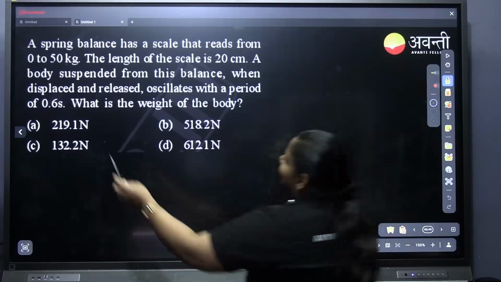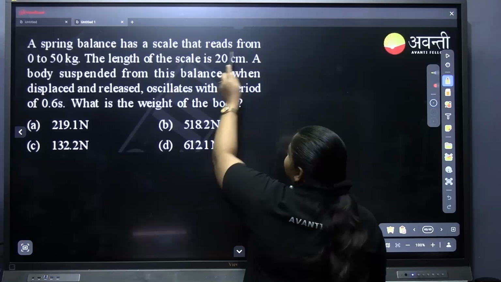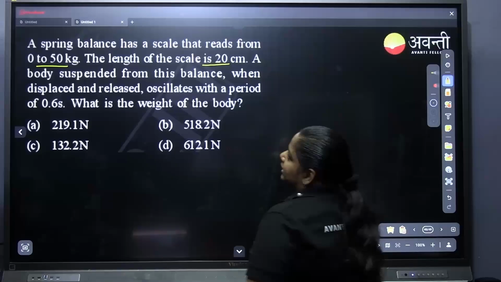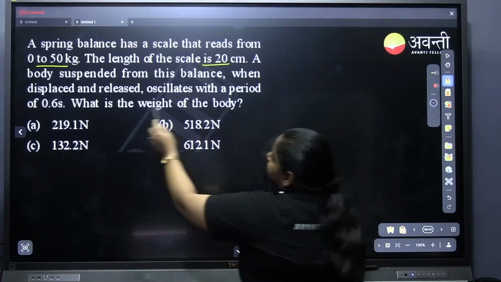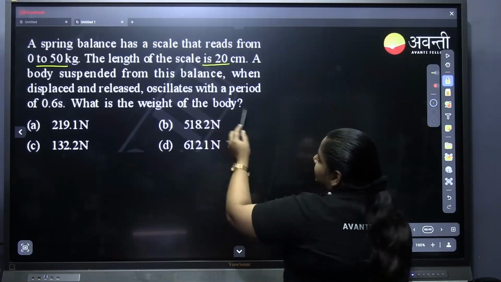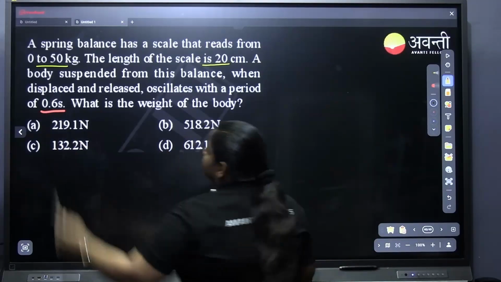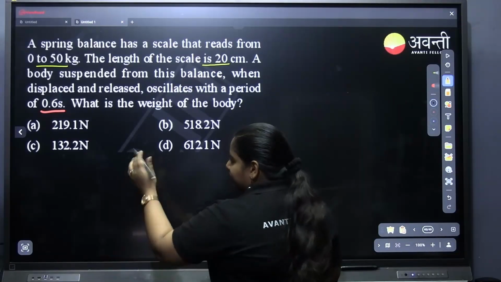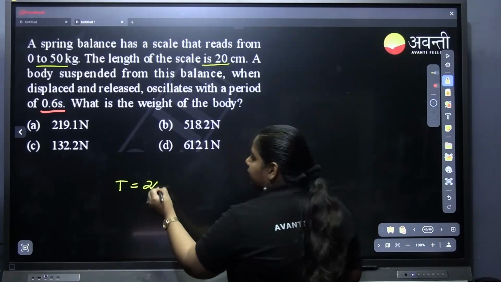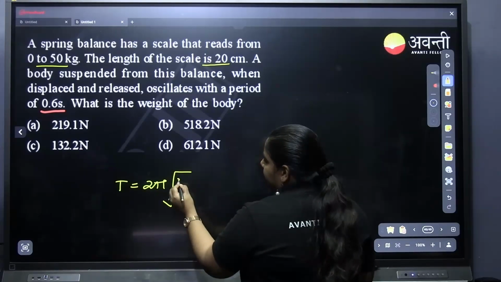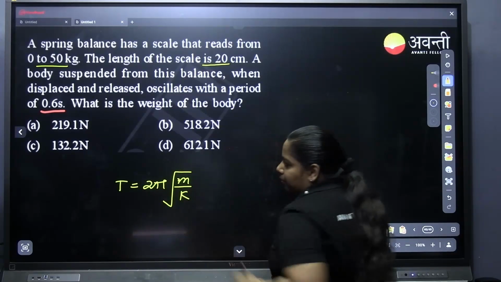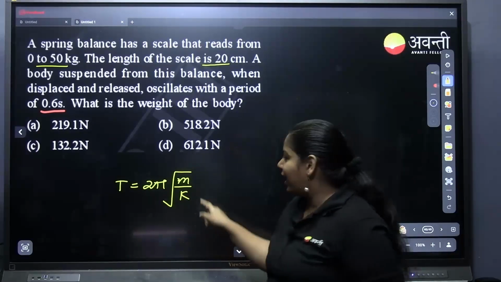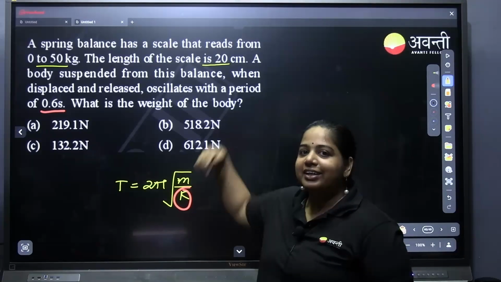A spring balance has a scale that reads from 0 to 50 kg. Length of the scale is 20 centimeter. A body suspended from this balance, when displaced and released, oscillates with a period of 0.6 seconds. What is the weight of the body? For a spring, we know that time period is equal to 2 pi root m by k. Time period is given, we have to find m. K is not given, but some other details are given.